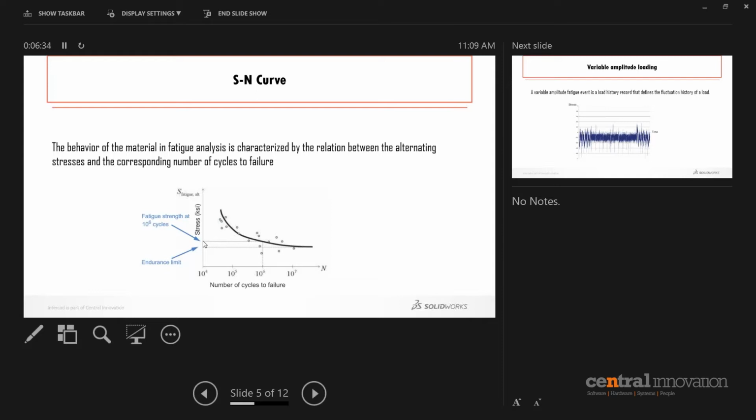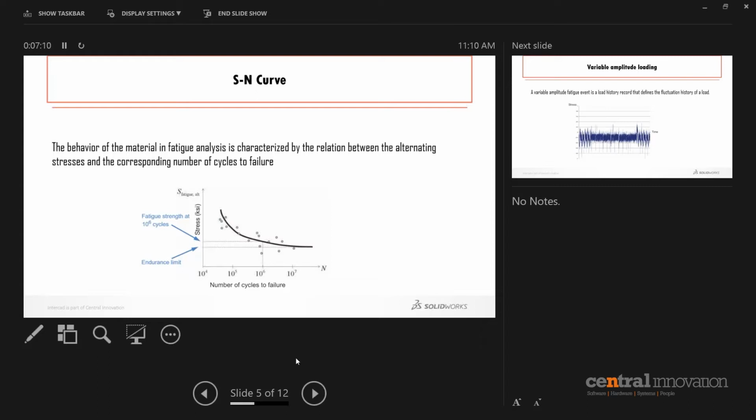So when I talk about fatigue, there is a number of cycles involved in the process. When I talk about constant amplitude loading fatigue analysis, I need to know how many cycles. So the number of cycles is really important in a fatigue analysis. As a case in point, I'm going to show you a case study of a bicycle paddle, and we're going to talk about the number of cycles and the SN curve in that paddle.